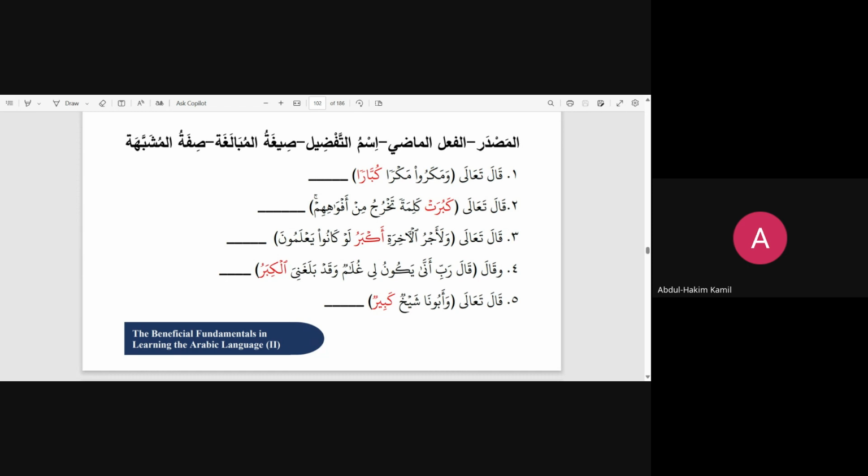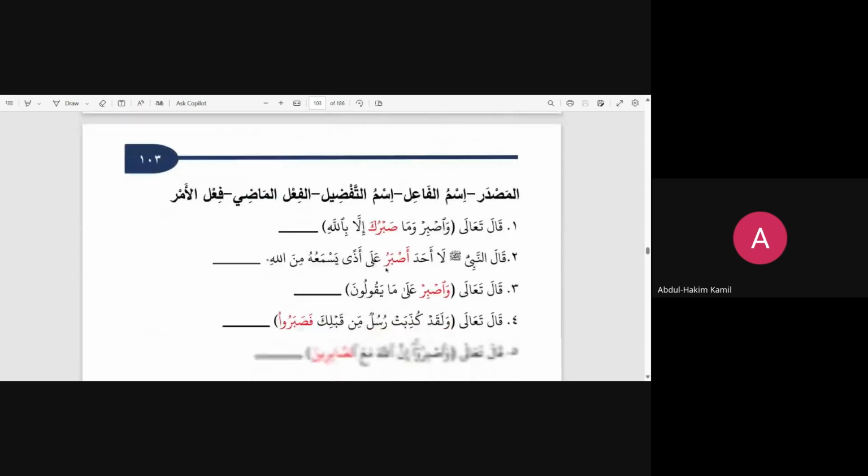قال الله تعالى وأبونا شيخ كبير. وأبونا شيخ كبير. What does that mean? And our father is an elderly man. He's an old man. That's sifa mushabbaha. Let's move on to the next one.